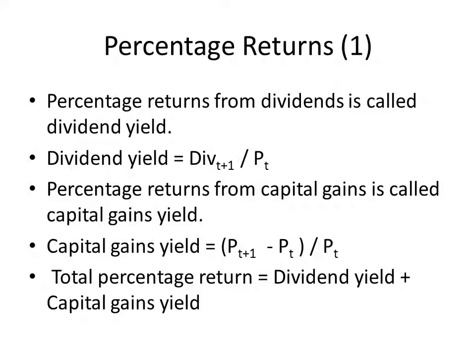Basically, we're saying here, what kind of dividends am I going to receive compared to what I paid for that privilege at the beginning of the year? Now, the percentage returns from capital gains is called the capital gains yield. And how do we figure that? Well, we take the price from the end of the year and subtract the price at the beginning of the year, and then divide that by the price at the beginning of the year. Once again, we're comparing the gain with what we had to invest at the beginning of the year in order to receive that gain. So the total percentage return is just the dividend yield plus the capital gains yield.